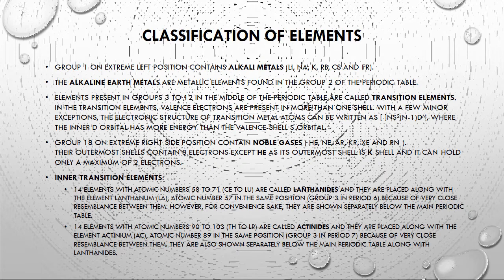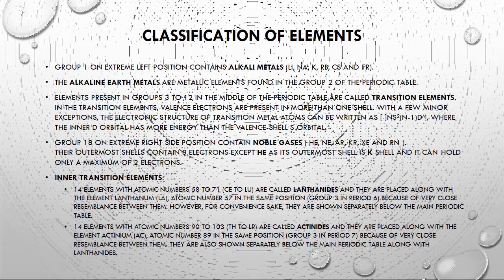Inner transition elements. 14 elements with atomic number 58 to 71, or cerium to lutetium, are called lanthanides, and they are placed along with the element lanthanum, atomic number 57, in the same position, group 3 in period 6, because of very close resemblance between them. However, for convenience's sake, they are shown separately below the main periodic table.